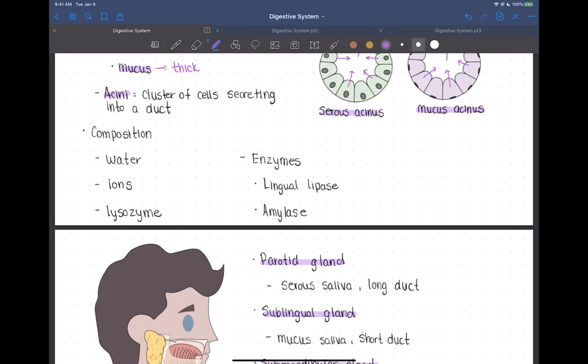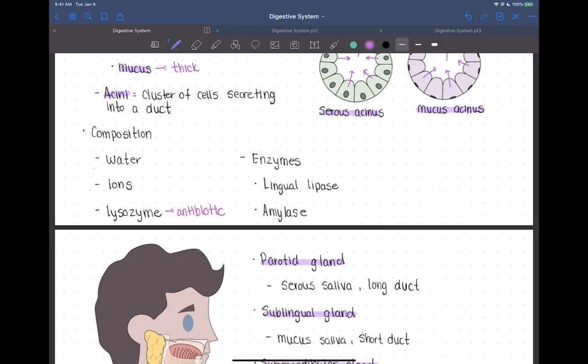Okay, and so the composition of saliva, whether it's serous or mucus, they all have a few things in common. Saliva is going to contain water, lots of water, especially more so if it's serous. It's going to contain a bunch of ions and lysozyme. The function of the lysozyme is it's an antibiotic, so that's going to help reduce bacteria and help to clean the mouth.